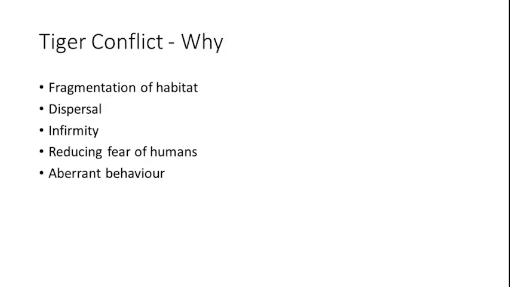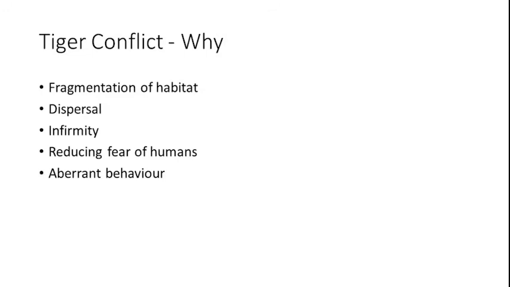And of course, there is aberrant behavior. There are certain tigers or certain animals that, like in humans, could develop an aberrant behavior and turn man-eater and start eating humans. But such cases are very few.